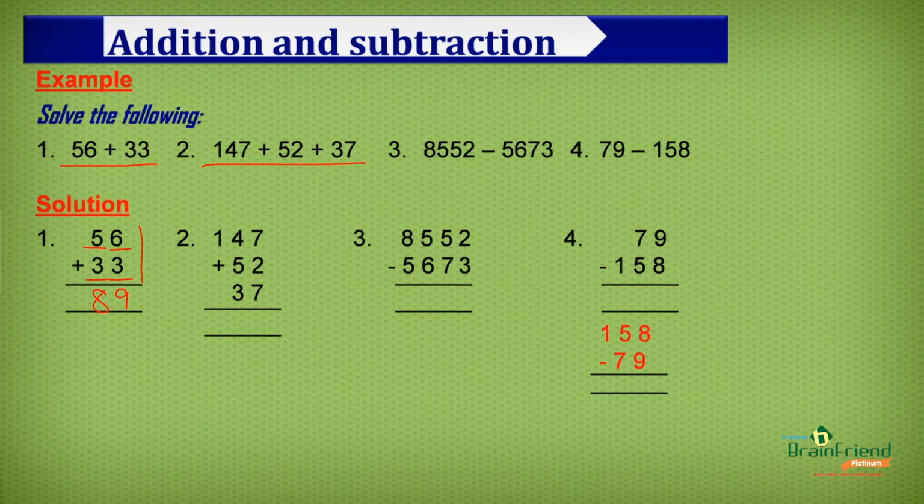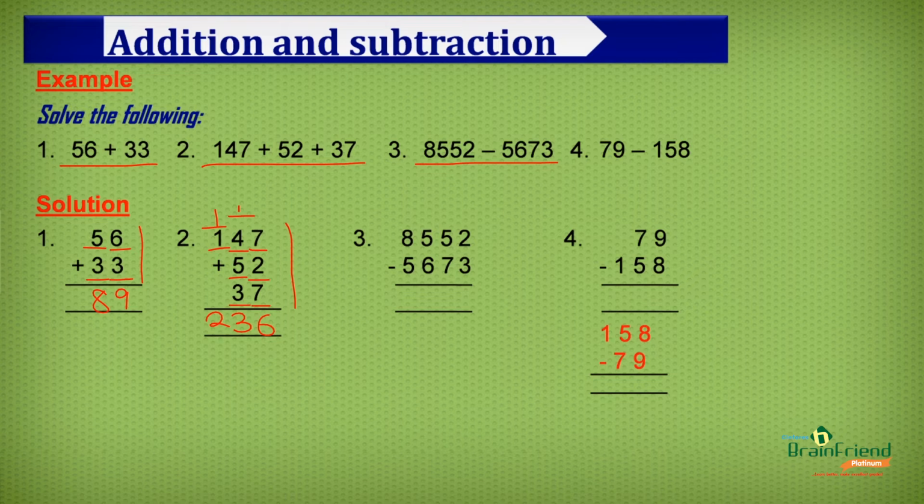For our next example, after arranging our numbers, we can go ahead to add 7 plus 2 plus 7. That gives us 16. So we write down 6, carry 1. Now, 1 plus 4 plus 5, that gives us 10, plus 3, that is 13. So we write down 3, carry 1. And 1 plus 1 gives us 2. So our answer is 236. Now, to the next question.